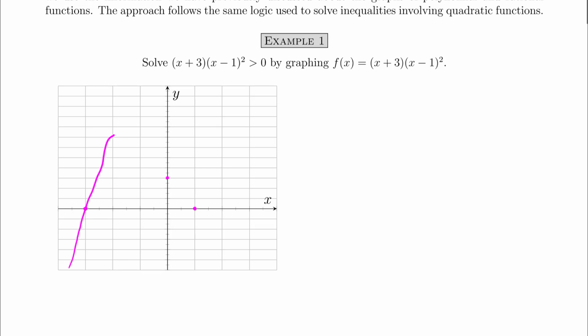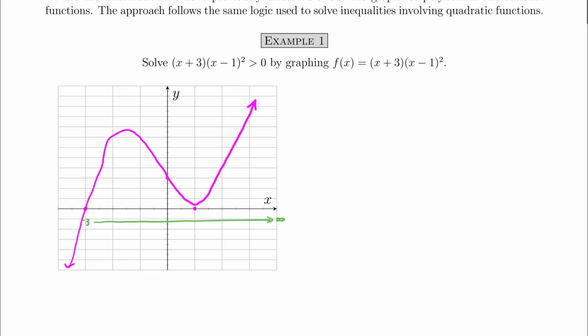So when we sketch this graph, well, you get the idea. That's what it's supposed to look like. It touches the x-axis at 1, 0. What we're asked to do is find where this graph is greater than 0. Where does it lie above the x-axis? We can see from -3 all the way out to positive infinity, that graph lies above the x-axis.